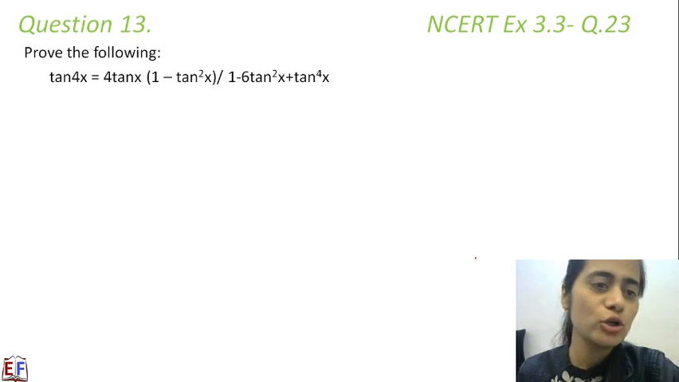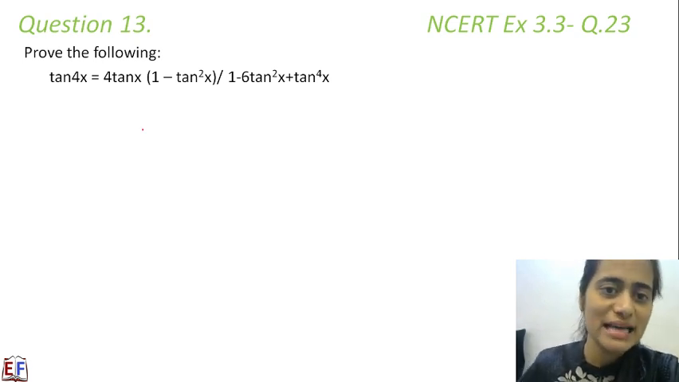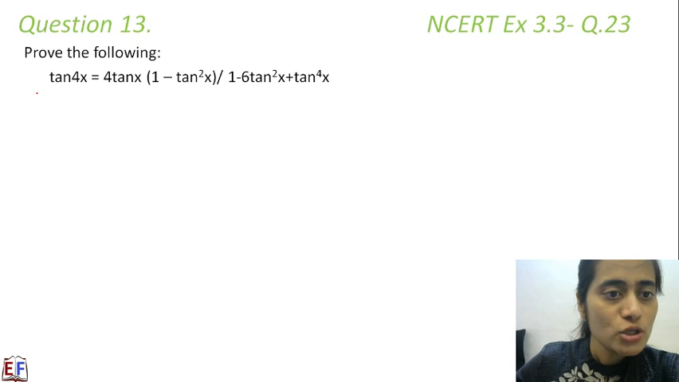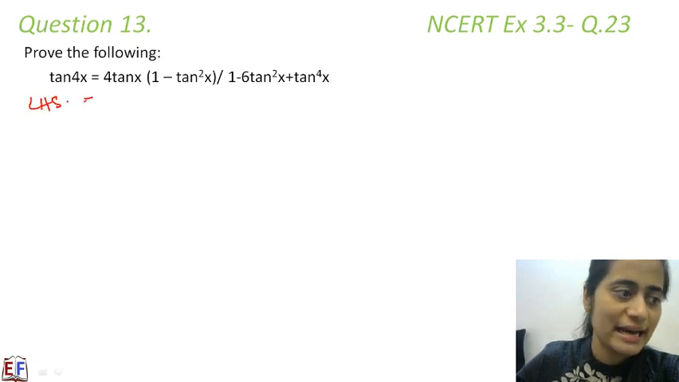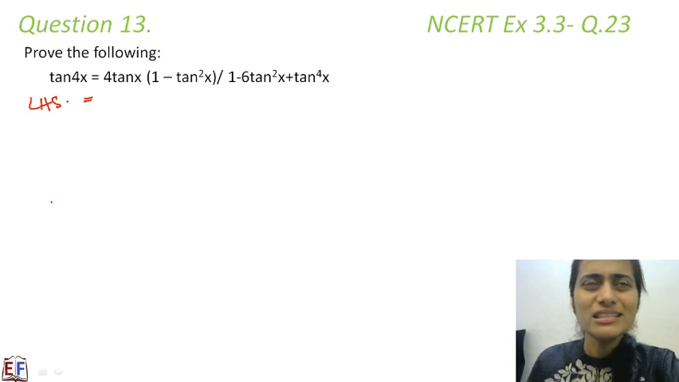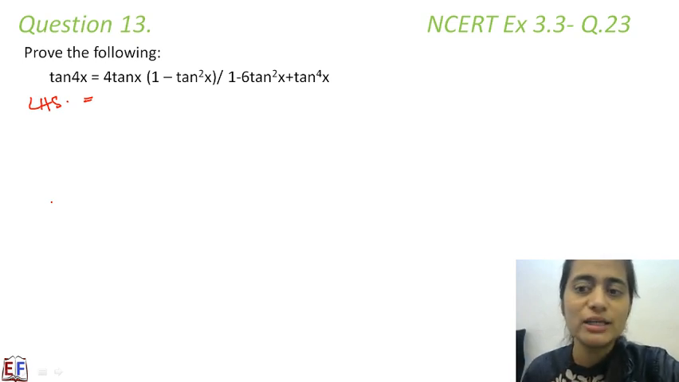Tan 4x is equal to 4 tan x into 1 minus tan square x divided by 1 minus 6 tan square x plus tan to the power 4 x. So we have to prove this. Here also we will start with left hand side. And how can we play around with the left hand side? Just think about it. What are the formulae that you know that you can apply here?